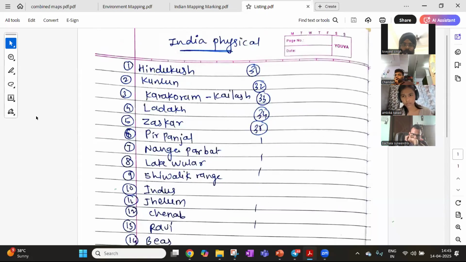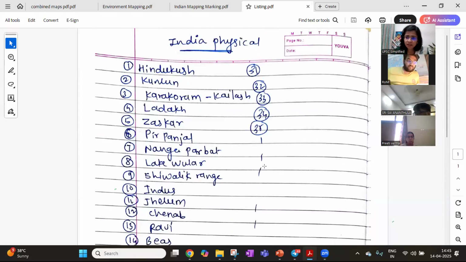Done. I have done mapping in the afternoon. I have traced everything. I have this list with me. In the night for 10 minutes, what will I do? I will just pick that list and see Ladakh, close my eyes and imagine where Ladakh is. I will just visualize.